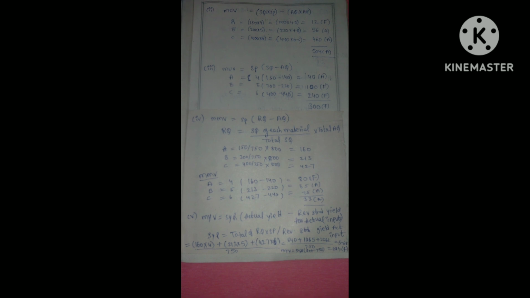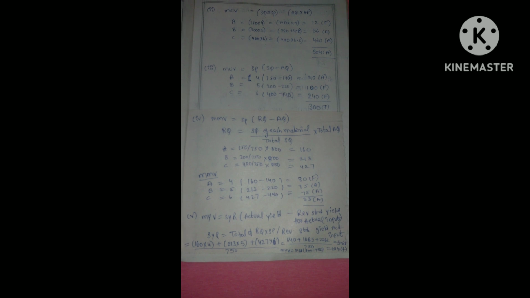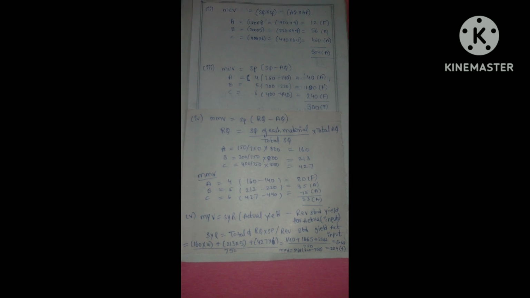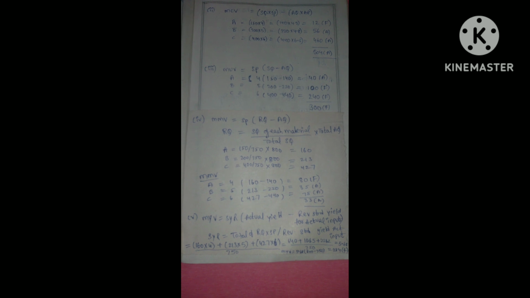So 5 into (200 minus 220), we will get 100 favorable. In chemical C, standard price is 6, standard quantity is 400 and actual quantity is 440. So 6 into (400 minus 440), we will get 240 favorable. So now add both favorable values, that is 100 plus 240, we will get one value. Subtract 40 from that value, so we will get 300 favorable.